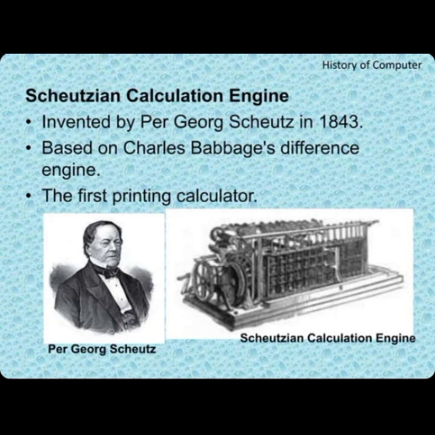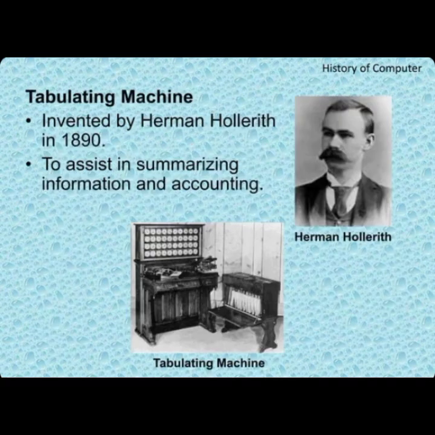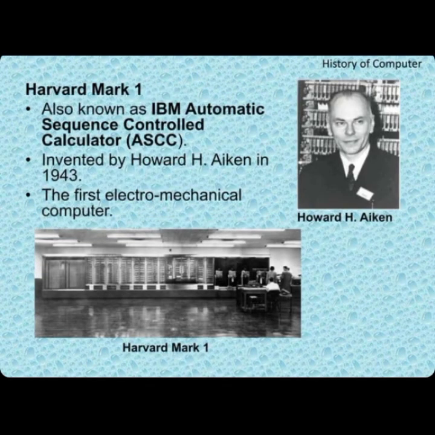Scheutz calculation engine, invented by George Scheutz in 1843. Based on Charles Babbage's difference engine, the first printing calculator. Tabulating machine, invented by Herman Hollerith in 1890 to assist in summarizing information and accounting. Harvard Mark I, also known as IBM Automatic Sequence Controlled Calculator or ASCC, invented by Howard H. Aiken in 1943, the first electromechanical computer.